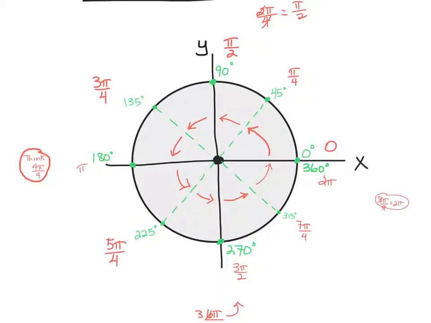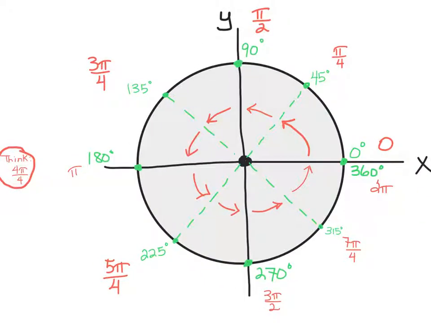So now we've got 1 pi over 4, 2 pi over 4, 3 pi over 4, 4 pi over 4, 5 pi over 4, 6 pi over 4, 7 pi over 4, 8 pi over 4. We've got all of our 45-degree angles, the radian measures of each of those angles.